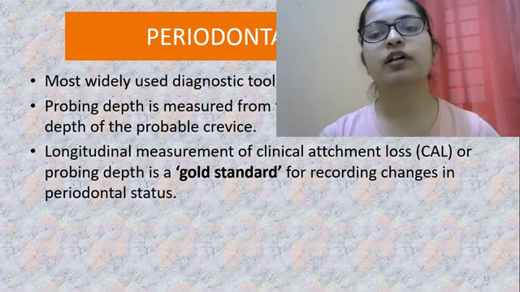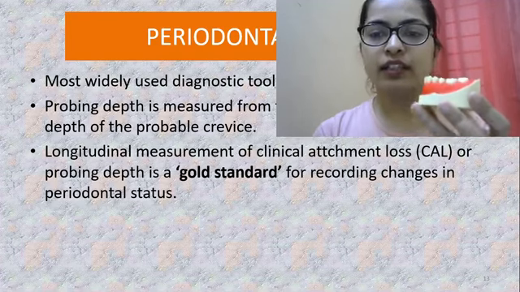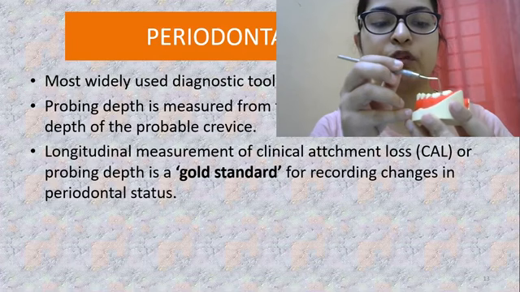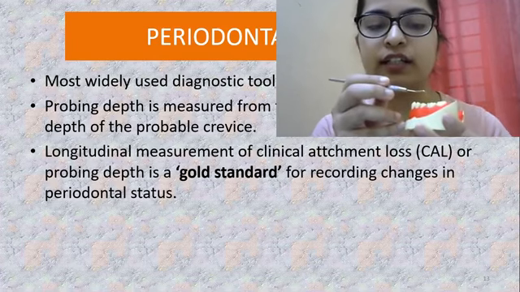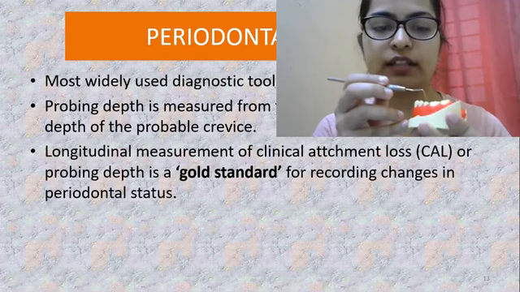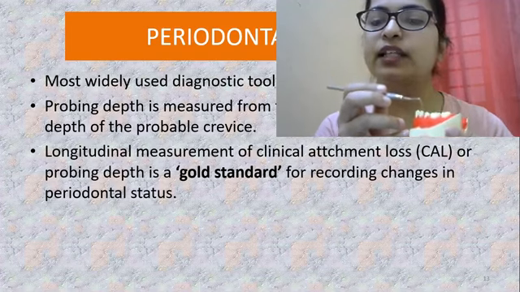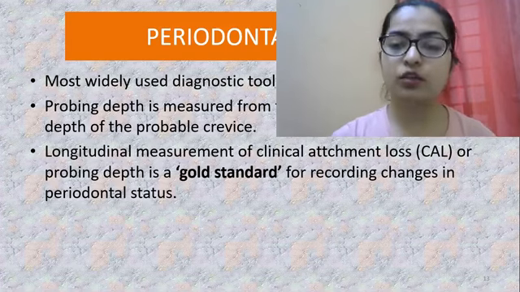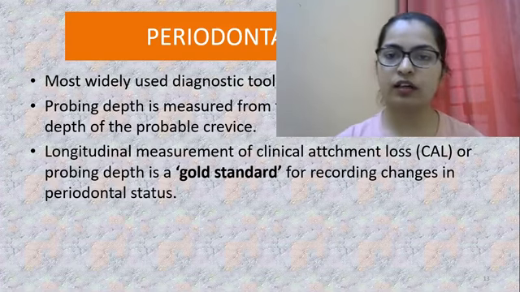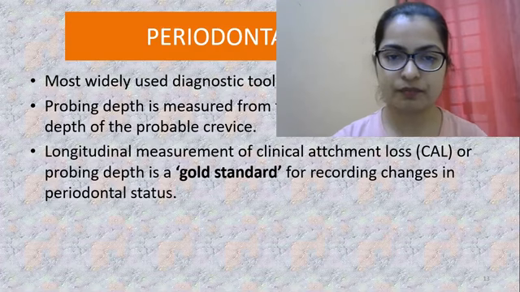Another one we have is running the probe. In running the probe, we put the probe in the sulcus area and then we gently run the probe around it like this. This is mainly done for knowing the bleeding on probing. So these are the two ways we use the periodontal probing.